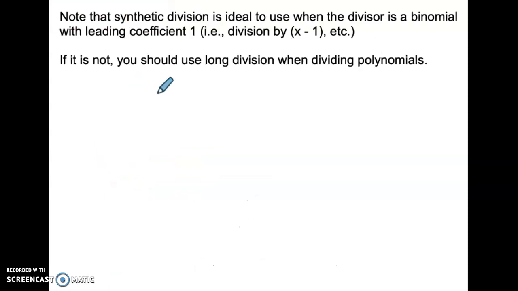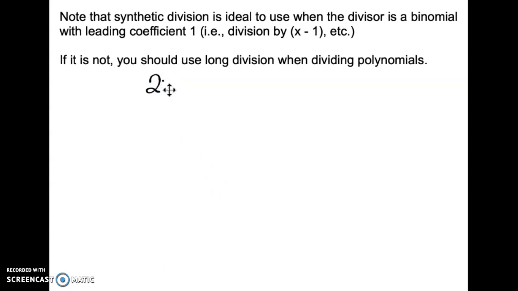And the little note here at the end is what I talked about at the beginning when we introduced synthetic division. You're only going to use synthetic division when you're dividing by a binomial whose leading coefficient is 1. Okay, so that's x plus or minus a number. You would have to use long division whenever you're dividing by anything else.